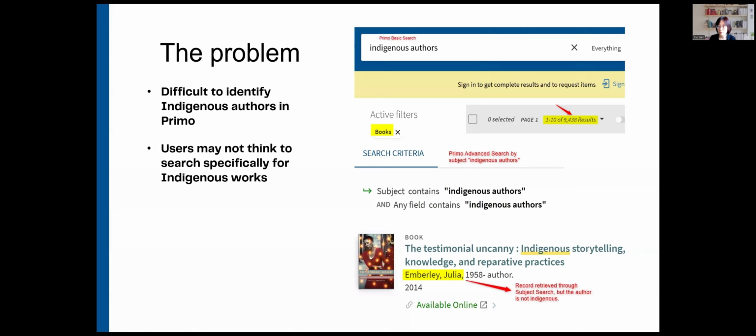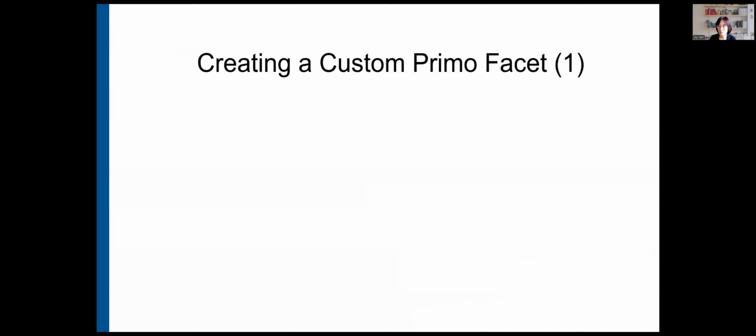Also, many users don't actively search for Indigenous materials. We wanted to create a system where Indigenous resources naturally surface when they're relevant to the search topic. This helps to increase their visibility and impact. Our solution was to create a custom Primo facet that allows users to easily discover materials either by Indigenous authors or as part of the Indigenous collection.